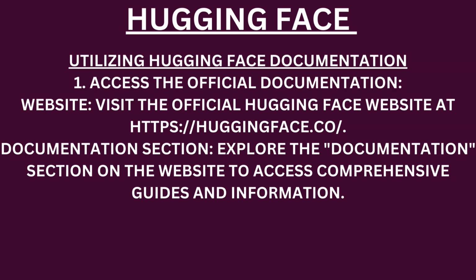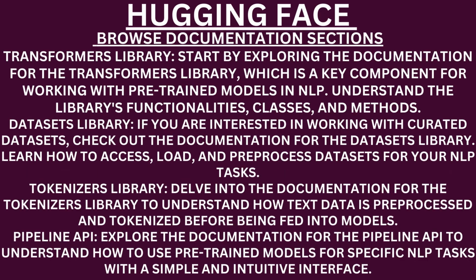Utilizing Hugging Face documentation. Access the official documentation website. Visit the official Hugging Face website at huggingface.co/documentation section. Explore the documentation section on the website to access comprehensive guides and information. Browse documentation sections. Transformers library. Start by exploring the documentation for the Transformers library, which is a key component for working with pre-trained models in NLP. Understand the library's functionalities, classes, and methods.